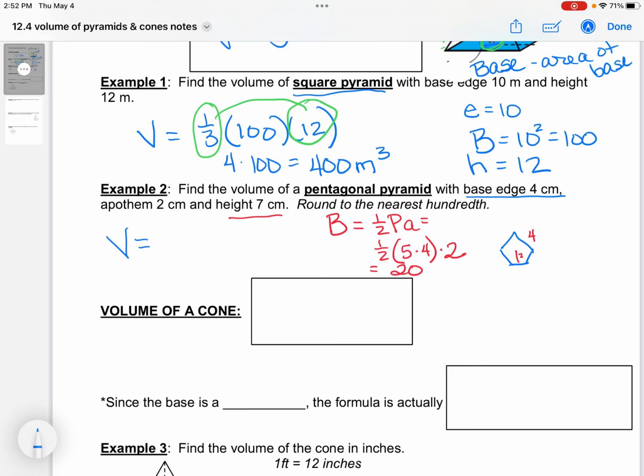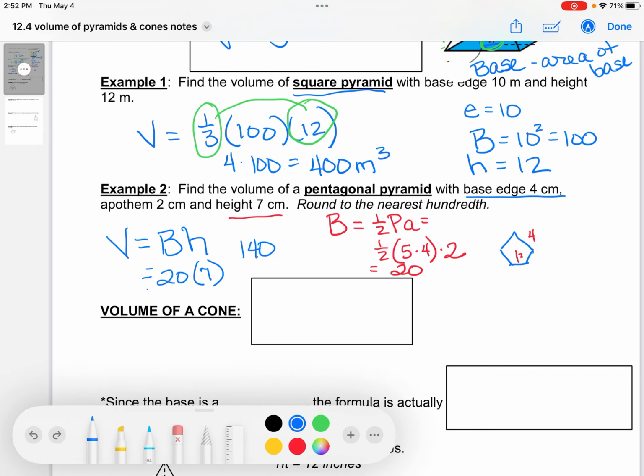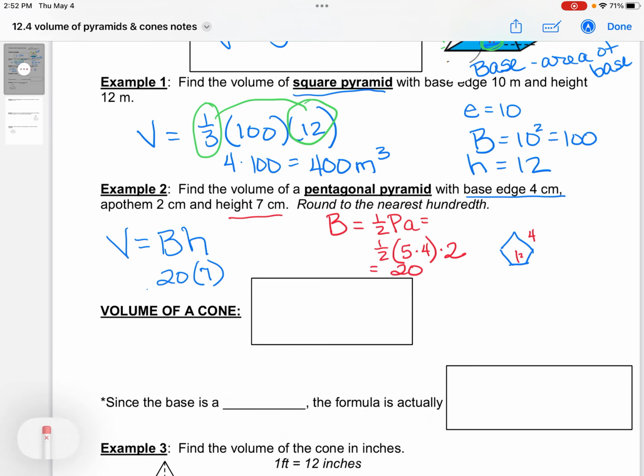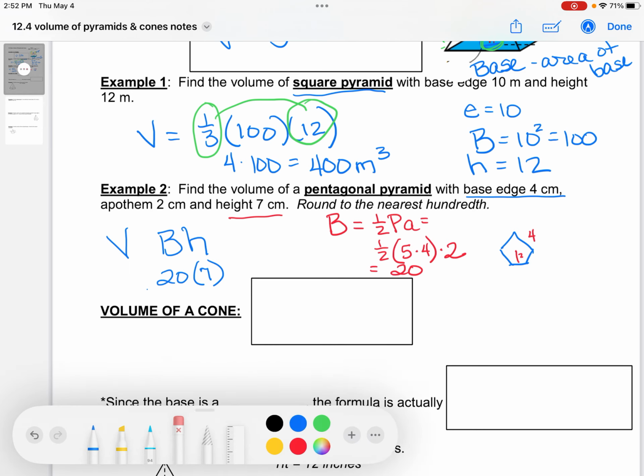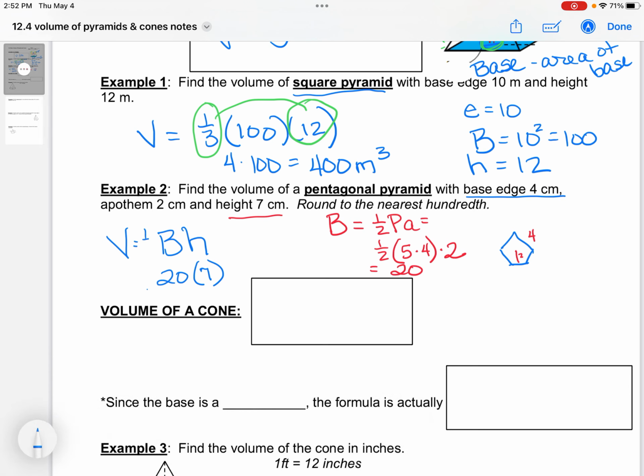Okay, but that's not the volume yet, because our volume is going to be big B base, which I just found is 20, times the height. So that's going to be 20 times 7 is the height. So that's going to be 140 cubed. Oh, I forgot the 1/3, didn't I? Y'all need to stop me when I do that. All right. Let's try that again.